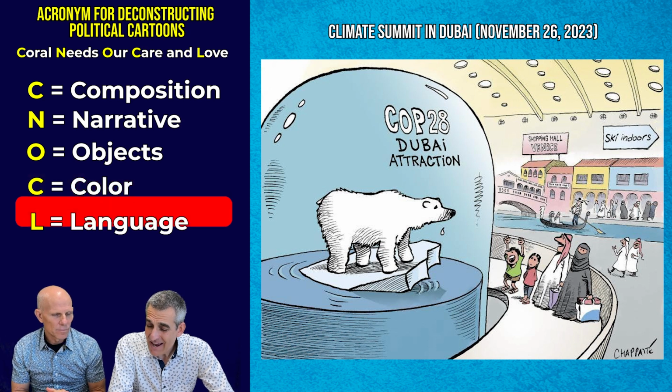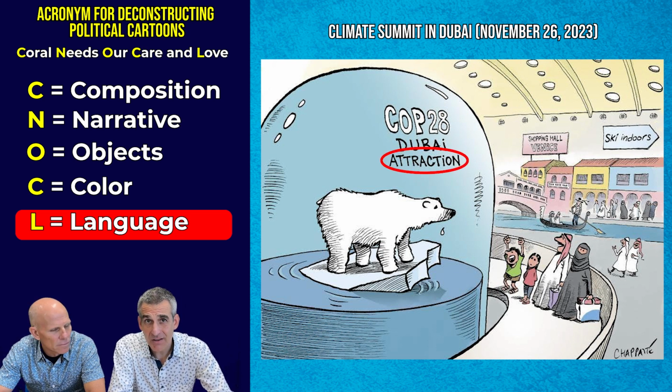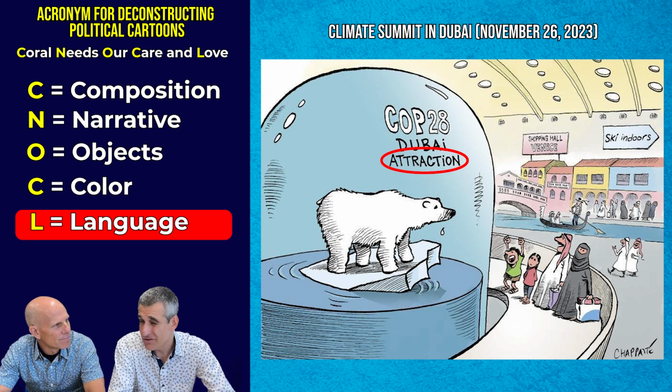Now, lastly, with language, we don't have many words on the page, but we do need to talk about those and see if we can make an interpretation. I think the word attraction is very interesting to me. The connotation of attraction is something that we want to see, we want to attend, we want to participate in. But the sad irony is that the polar bear is not meant to be an attraction. The polar bear is a majestic animal that's meant to be outside. He's not meant to be inside this tiny snow globe. So the irony and the hypocrisy of the word attraction really stands out.